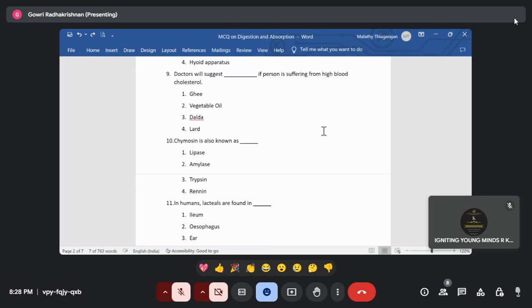Ghee is a milk product obtained from cattle. Dalda is something like a vanaspati, it's processed. That is also in a way animal fat, a combination processed from vegetable oil, animal fat, everything. Anyway, it's processed. Now the fourth option, lard. Any guess? Lard is a fat obtained from pig.